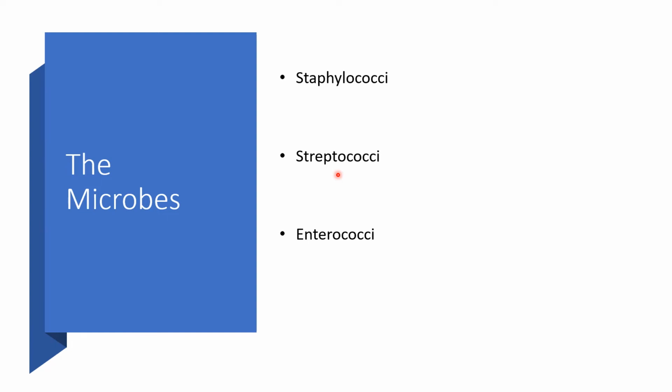Group D streptococci, like S. bovis, that was the former name. It is now known as S. gallolyticus, that is Streptococcus gallolyticus, and even S. faecalis. Then we will also talk about enterococci.